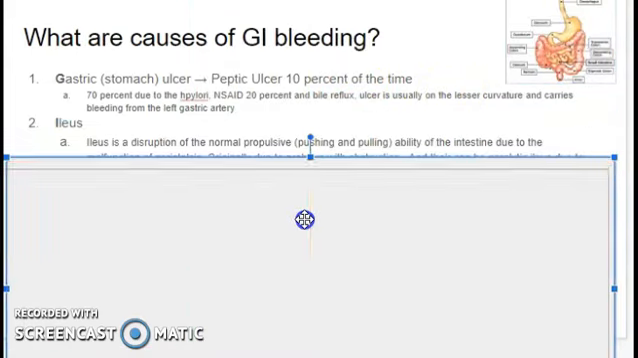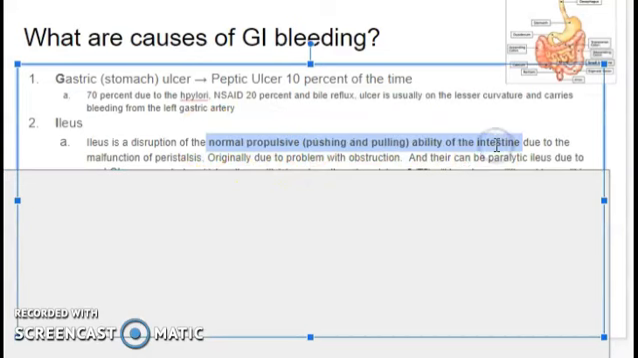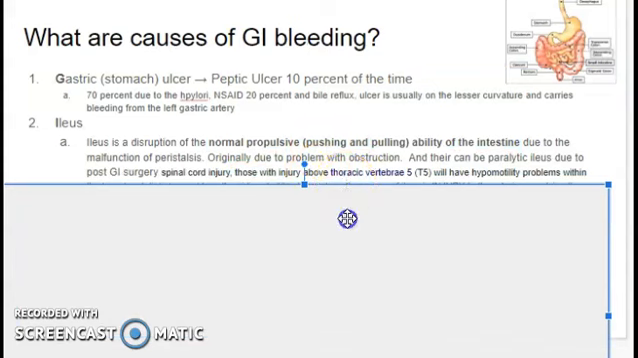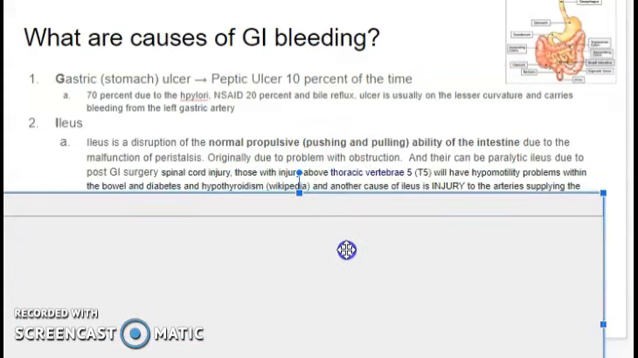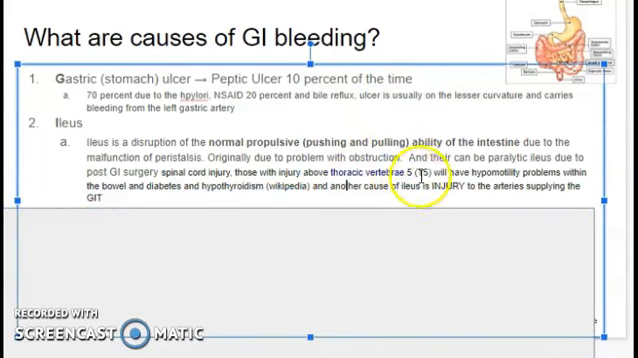Ileus is usually due to surgical causes, maybe electrolyte imbalances, and this is due to the disruption of the normal pushing and pulling, the propulsive movement of the intestine. This is very, very important: ileus is the blockage of this, and that is due to some sort of malfunction or paralysis. The problem can be obstruction. It can be due to spinal cord injury. Usually the spinal cord injury can be from thoracic vertebra number 5, and this is going to cause hypomobility within the bowel and hypothyroidism.